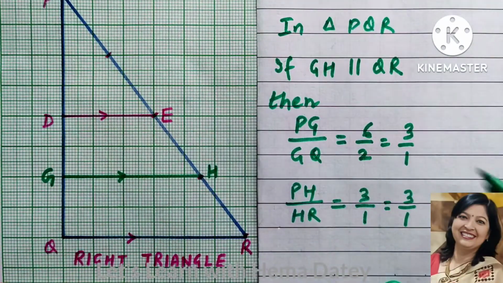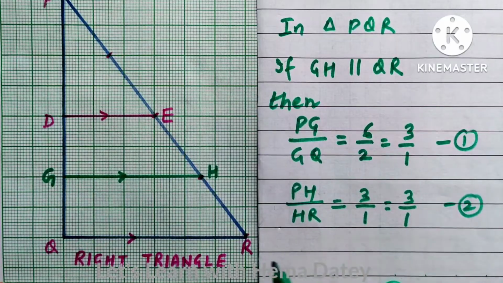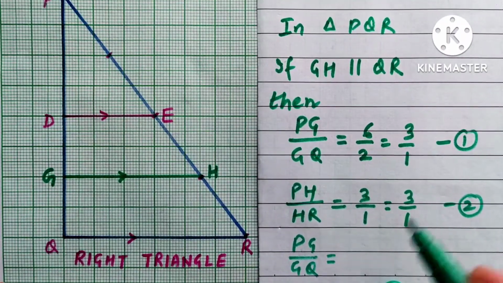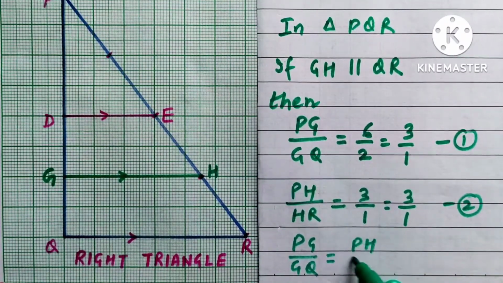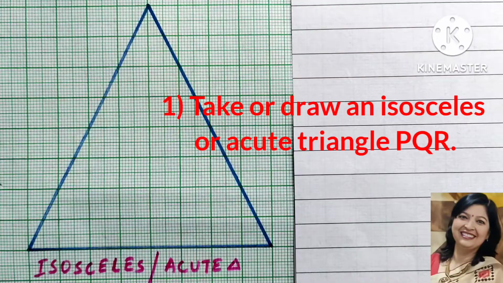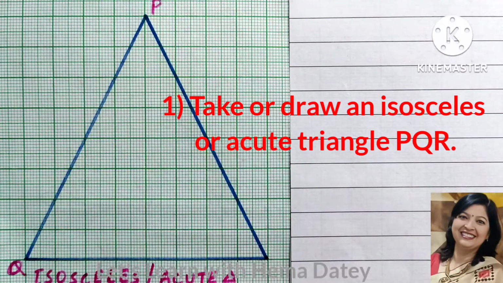Name this equation as 1 and this is 2. From equation 1 and 2 we observe that the ratio of PG and GQ is equal to the ratio of PH and HR. Let's repeat this activity for an acute triangle PQR. This is triangle PQR.